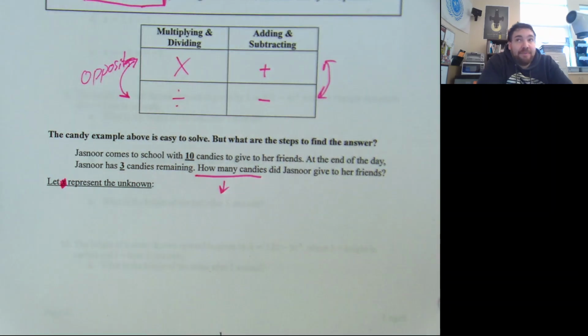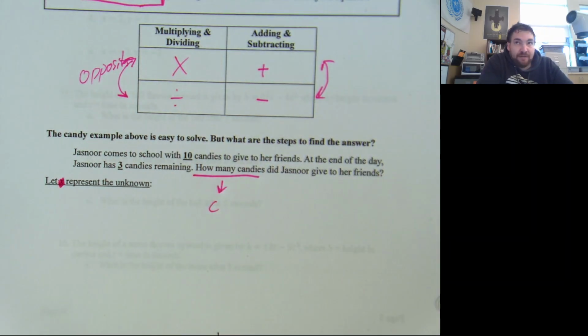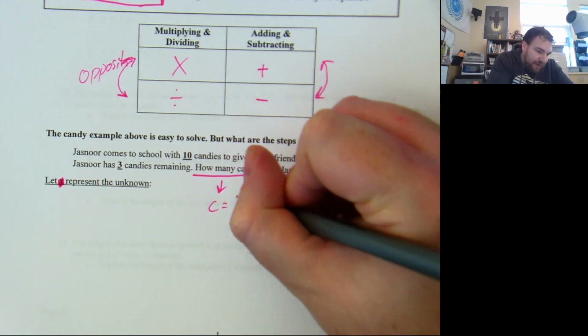So what I'm going to do is I'm going to let my variable actually be somewhat connected to the thing that I'm looking for. You could use X for everything, but that's lame. Candies starts with the letter C, so why not let our variable represent the thing we're looking for? C is how many candies?